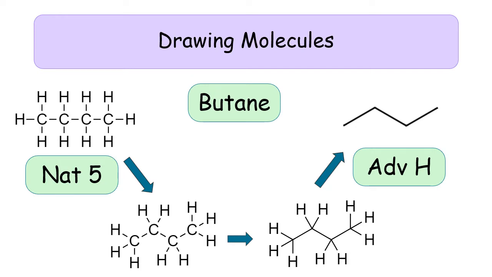Now, when it comes to Advanced Higher, you need to be able to draw things in skeletal formula and interpret things from skeletal formula. You won't necessarily get marks wrong for using the National 5 representations if it's not specified, but there will be times where you definitely need to interpret a skeletal formula and you could be asked to draw a skeletal formula. So you do need this skill. So how do we do it?